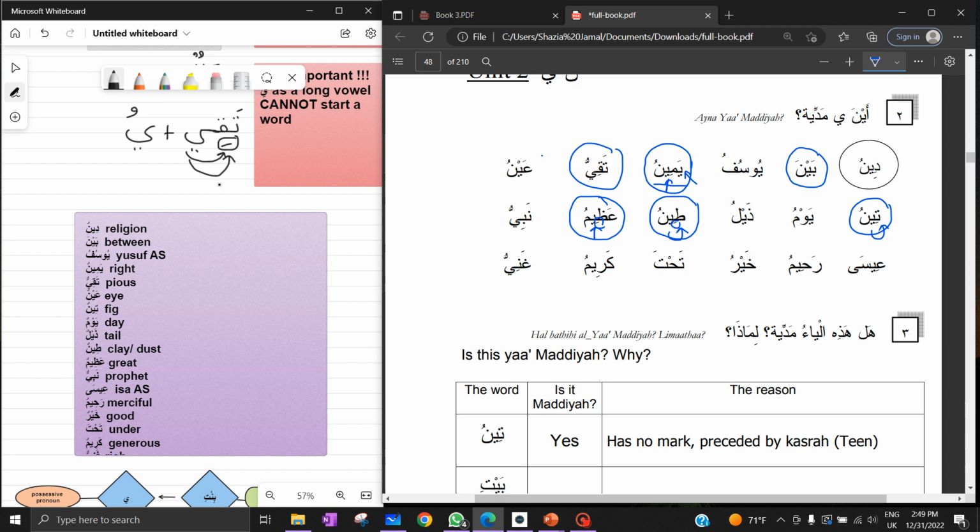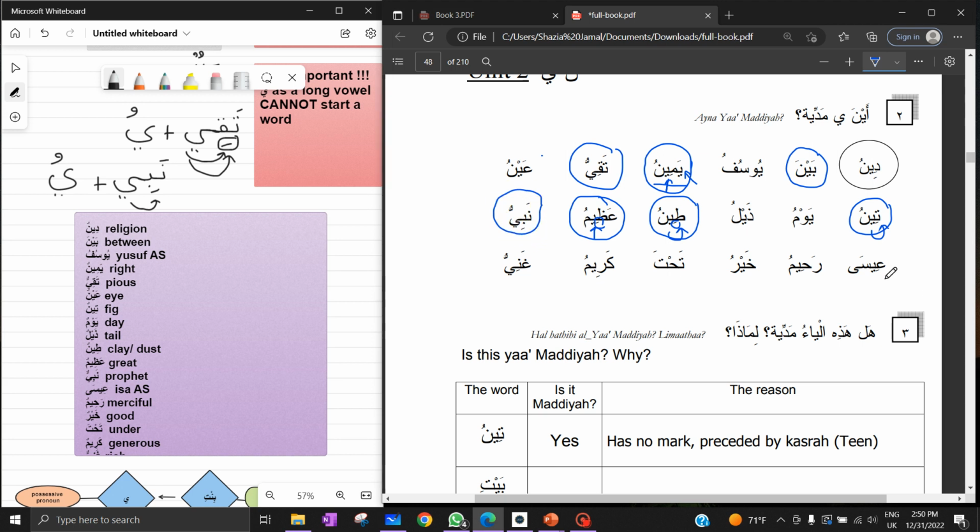Nabi, same as taqi. Noon, ba. Ba has a kasra. Ba with a ya plus another ya with a dhamma. So do we need to put a sukoon over the ya? No, we will check the letter before it. It has a kasra. So this shows, as a second proof, that this ya is a long vowel. So yes, we will mark this word.